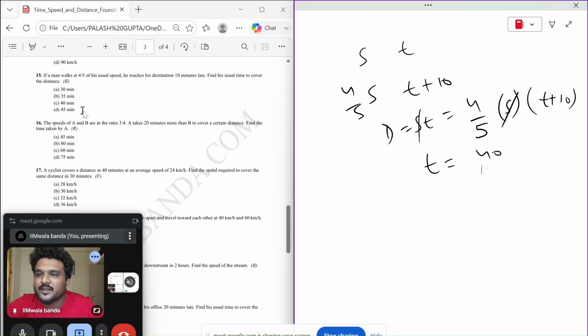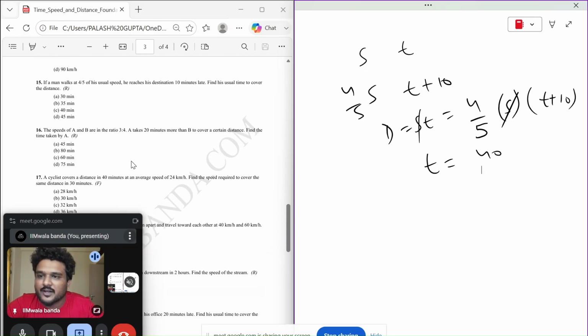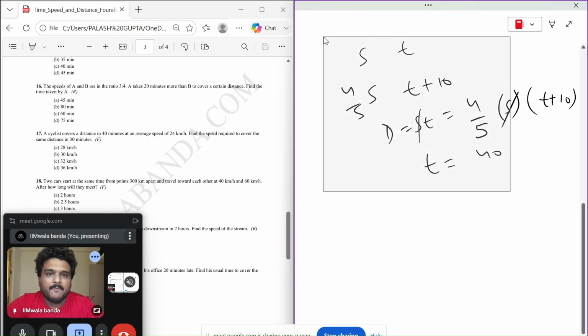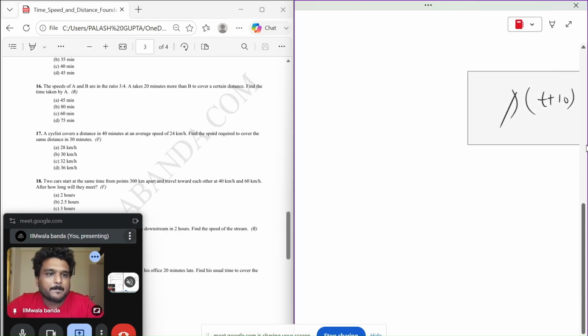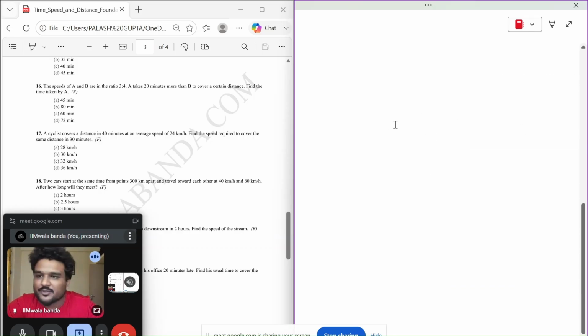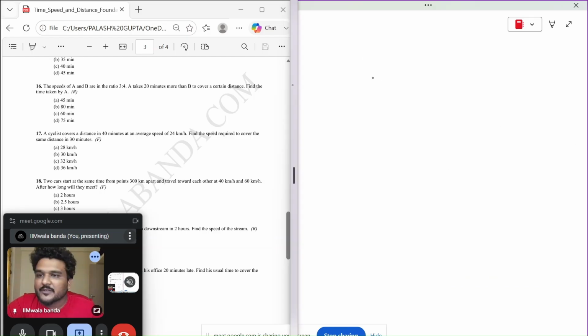Sorry, it is, question number 16. I looked at the options of the next question. Question number 16: the speeds of A and B are in the ratio 3 is to 4. How do you use this information? Just make 3s and 4s as their speeds. A takes 20 minutes more than B. So A takes 20 minutes more than B. B's time, let it be T, and A's can be T plus 20.